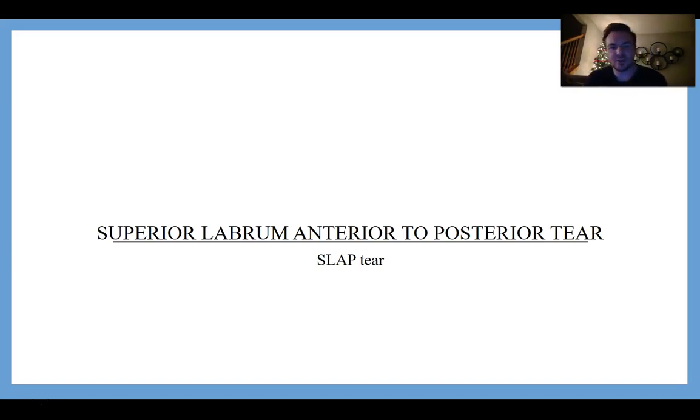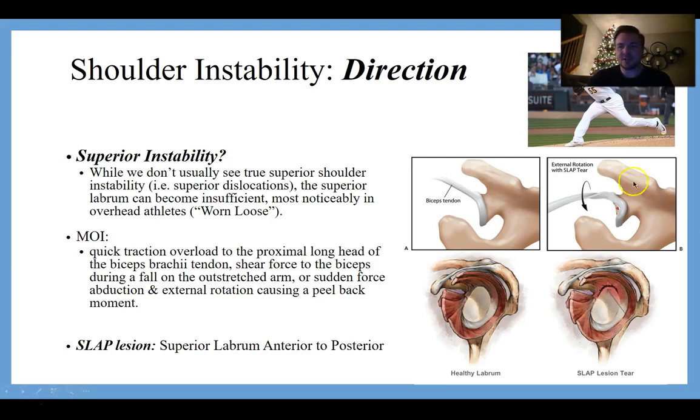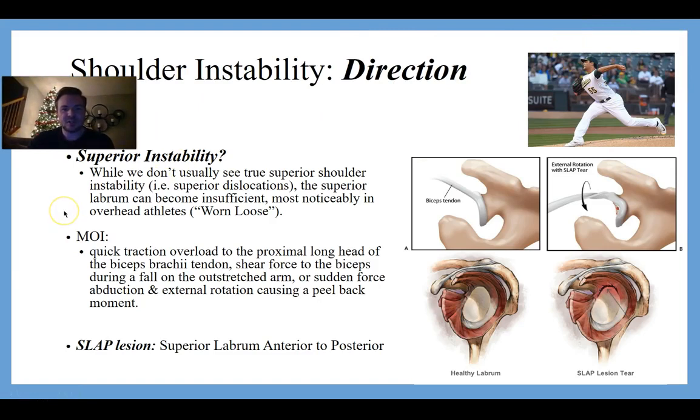So next we're going to talk about superior labrum anterior to posterior tears, or SLAP tears. So what is a SLAP tear? Well, do we have superior instability? We don't really have true superior instability, because if you think about what the roof of the shoulder is, you have your acromion and your clavicle, right? Your AC joint area, that subacromial space is the roof, and so you can't really dislocate superiorly. So the tissues that are involved in the top of the shoulder are the ones who take the brunt. It's going to be your superior labrum, rotator cuff, and those structures.